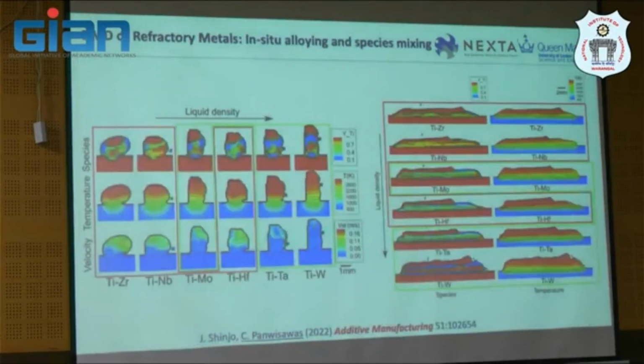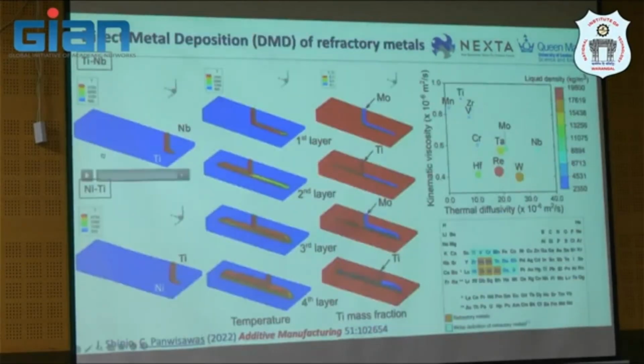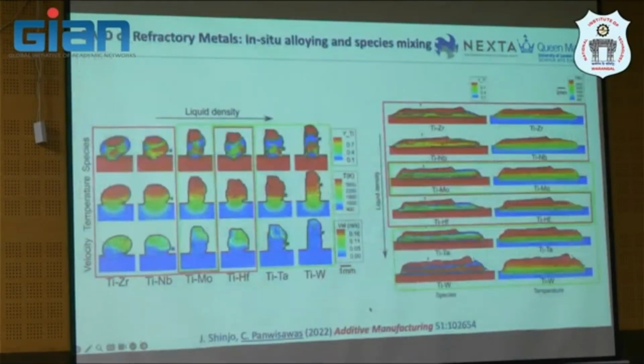And then you will see that when you fabricate, the first layer, the substrate, is nickel. We fabricate titanium like this. Yeah, the substrate is titanium. We have molybdenum and titanium as alternate layers. And what we found is that different print strategies give rise to different mixing behavior.